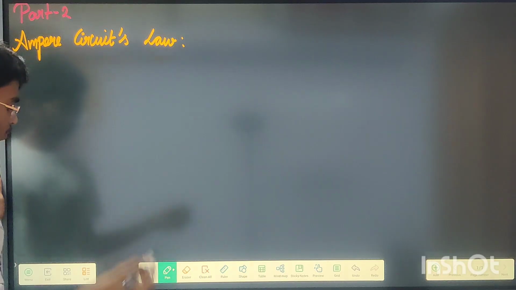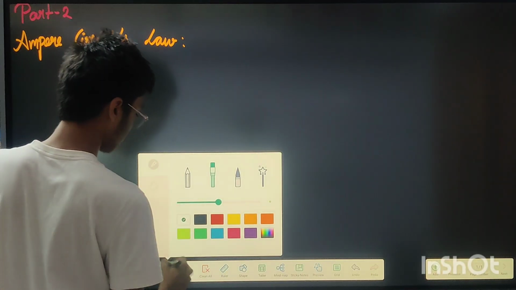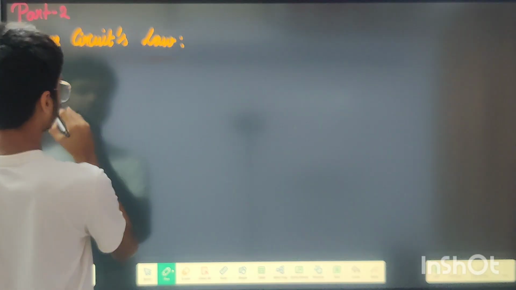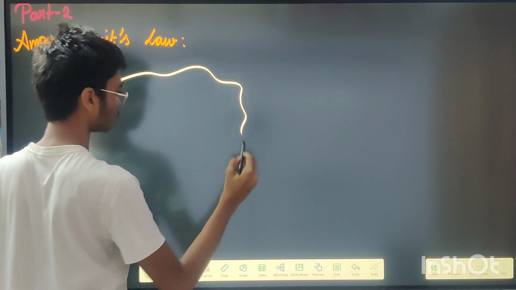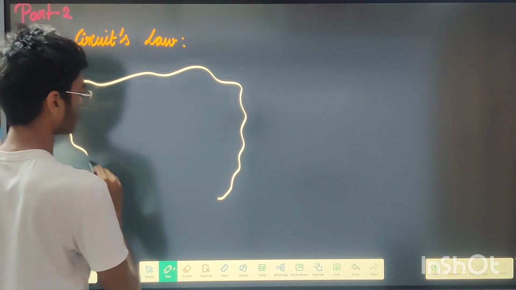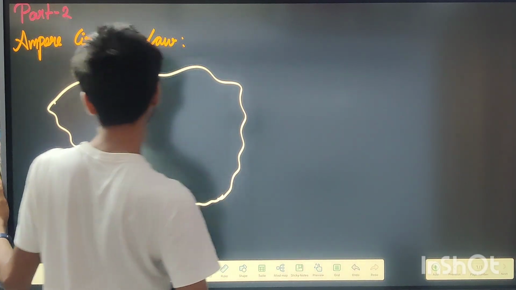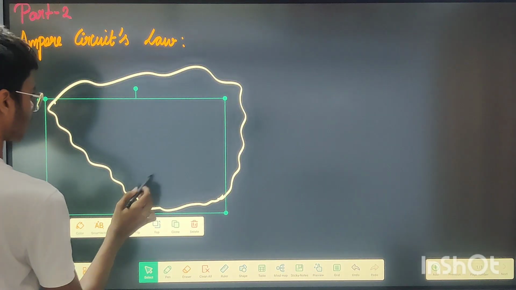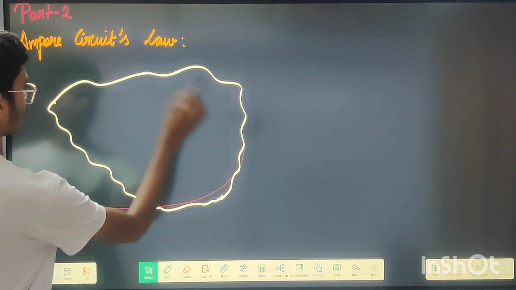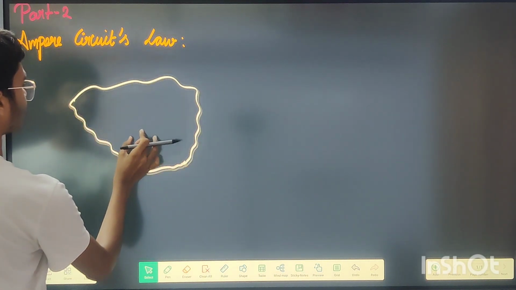What he says is you have to take a surface. For example, let us take this surface. It need not be this irregular; it can be regular also. There is no such rule that it has to be irregular.